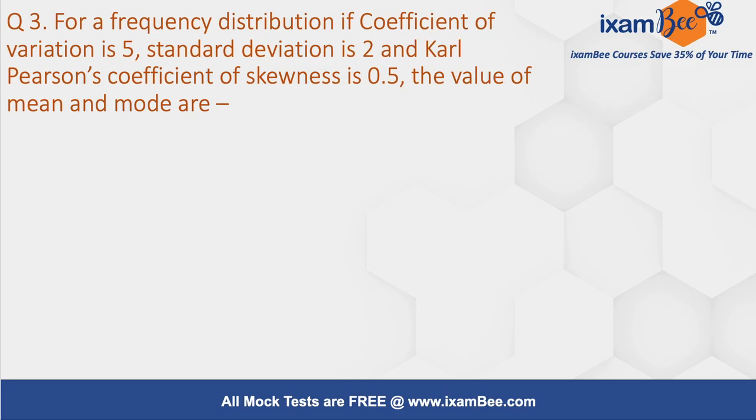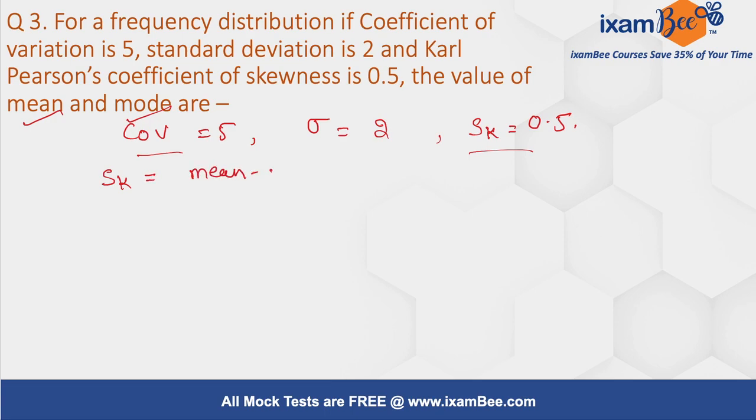Let's see. First of all, we write down all the information we have. We have the coefficient of variation, we have the standard deviation, we have Karl Pearson's coefficient of skewness. Now we write down the formulas we can use to find the mean and mode based on the information given to us. First of all, we write down the formula for the coefficient of skewness, that is mean minus mode upon standard deviation. We have to find mean and mode both, so we cannot use this formula right now.